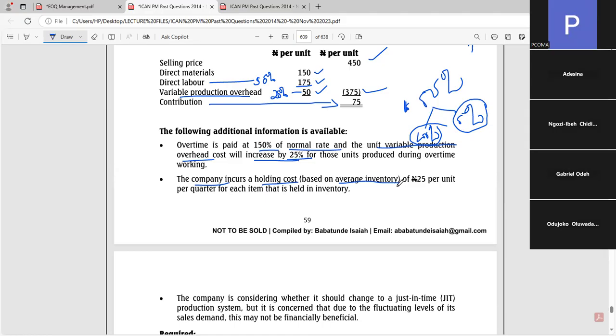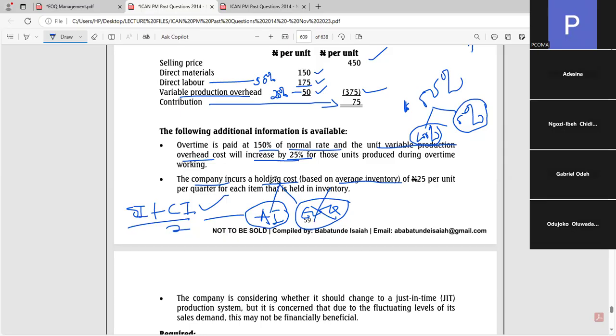They stipulated it here that it is based on average inventory. I told you that holding cost is based on two things, average inventory or EOQ. So if you are given EOQ in the question, EOQ supersedes average inventory. Average inventory is opening inventory plus closing inventory divided by 2. In this case, they told you that holding cost should be based on average inventory, so forget about EOQ in this question.